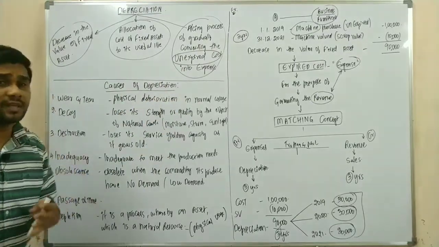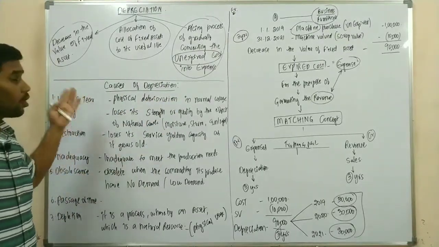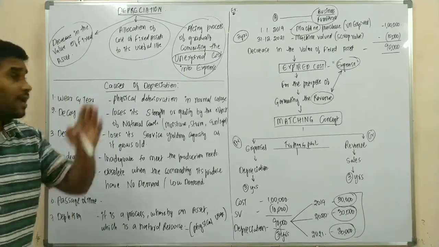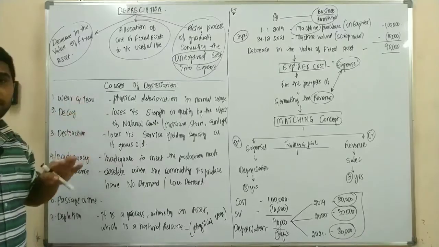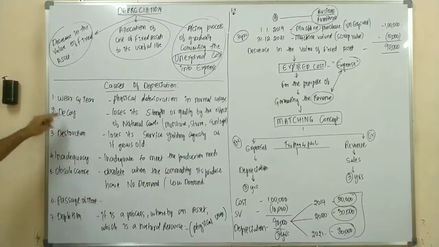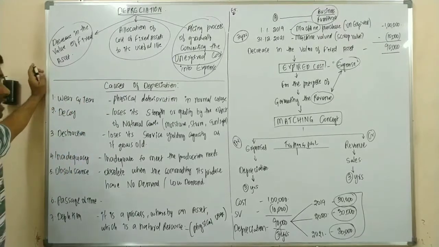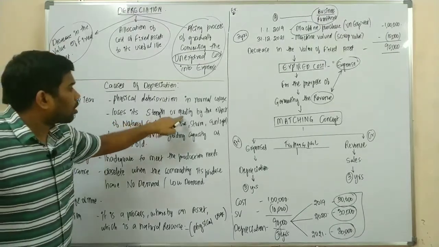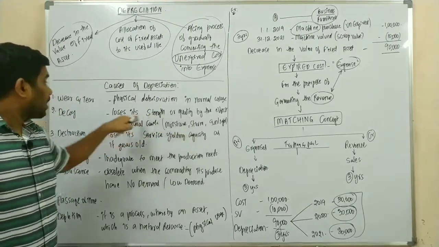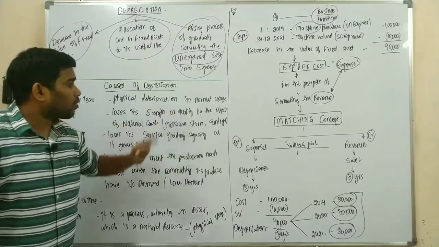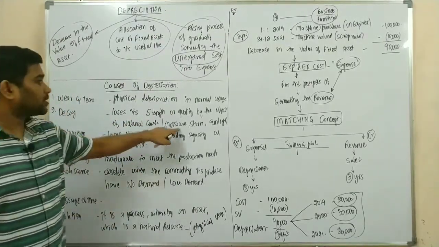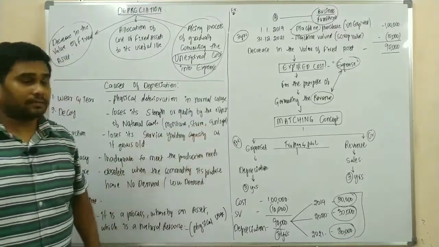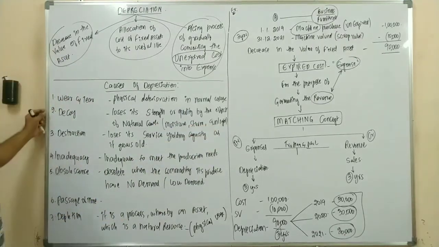Whenever you are using some kind of asset or fixed asset in the normal course of business, its value would be decreased. Yes or no? That is nothing but your wear and tear, physical deterioration. Decay. Sir, what is the meaning of decay? When a fixed asset loses its strength or quality by the effect of natural causes such as moisture, storm or sunlight.